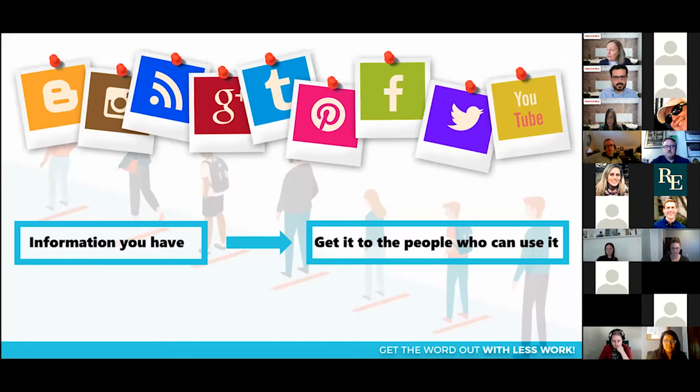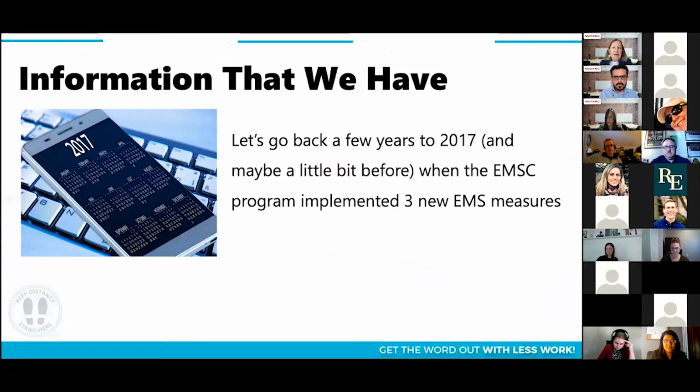So you have some kind of information or request, and you want to be sure to get it to the people who can use the information. So let's think about the information that we have. Let's go back a few years to 2017, maybe a little bit earlier, but about that time. That was when the EMSC program implemented 3 new EMS performance measures.